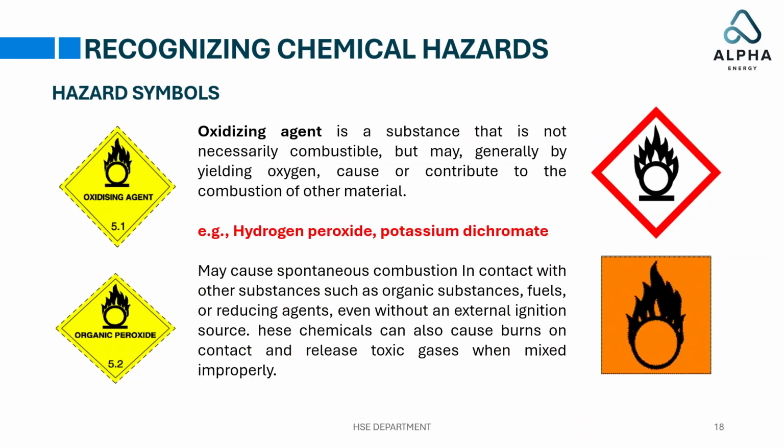An oxidizing agent is a substance that is not necessarily combustible, but may, generally by yielding oxygen, cause or contribute to the combustion of other material. Example: hydrogen peroxide, potassium dichromate. It can cause spontaneous combustion in contact with other substances such as organic substances, fuels, or reducing agents, even without an external ignition source. These chemicals can also cause burns on contact and release toxic gases when mixed improperly.